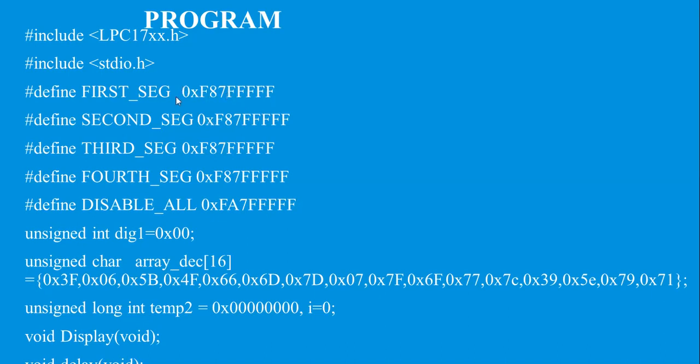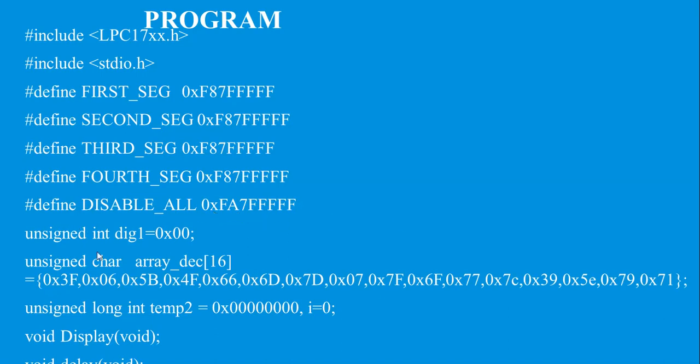So whenever in the program you use first_segment, it is going to be replaced by a constant value, and these are used to select any one display among the 4. How these values are derived was discussed in the earlier slides. If any value apart from these 4 is used, all the 4 displays are going to be disabled. That corresponds to the disable_all constant value.